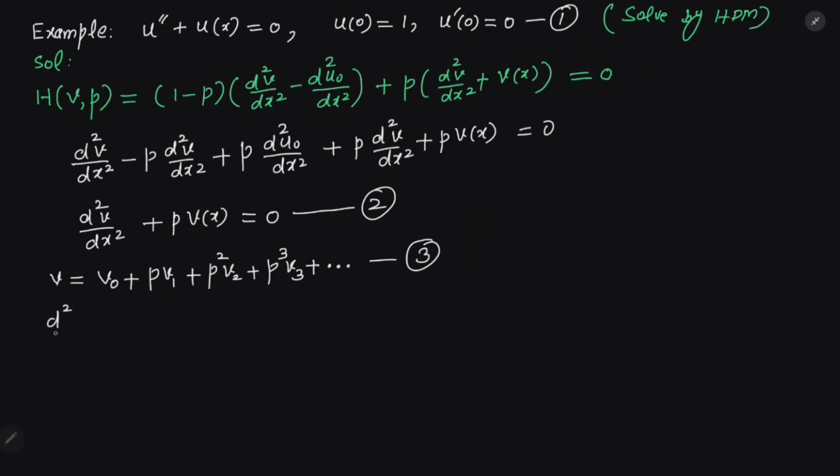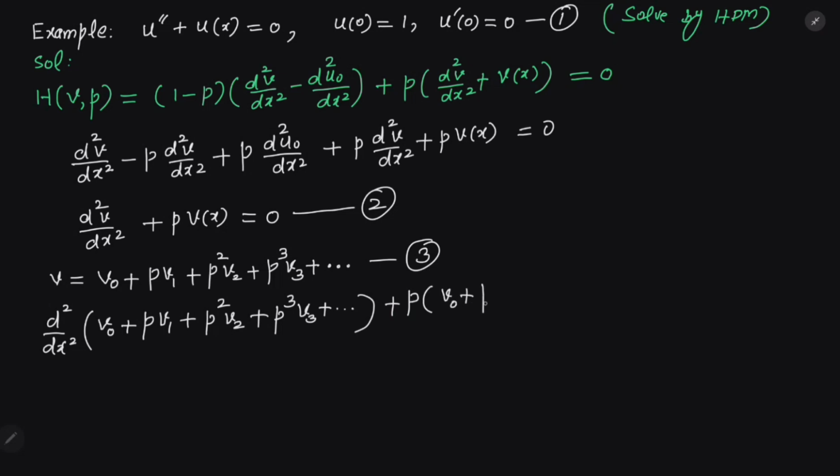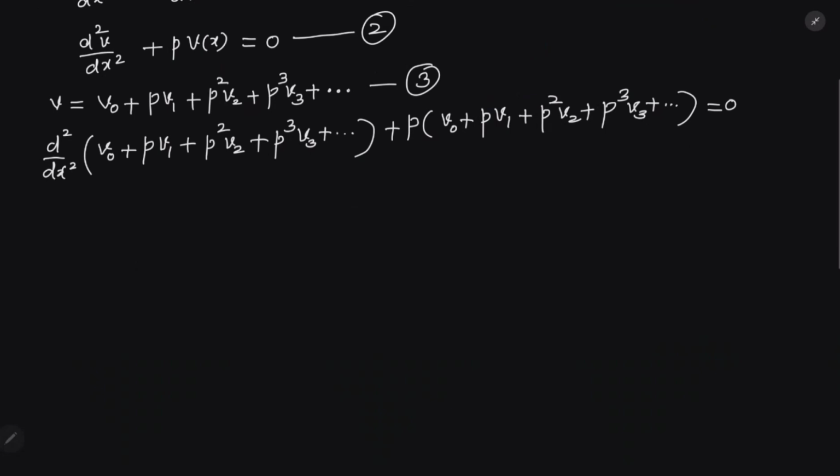So we have d square by dx square of v naught plus p v1 plus p2 v2 plus p cube v3 and so on, plus p times v naught plus p v1 plus p2 v2 plus p cube v3 and so on, and this is equal to 0. We call it equation number 4.